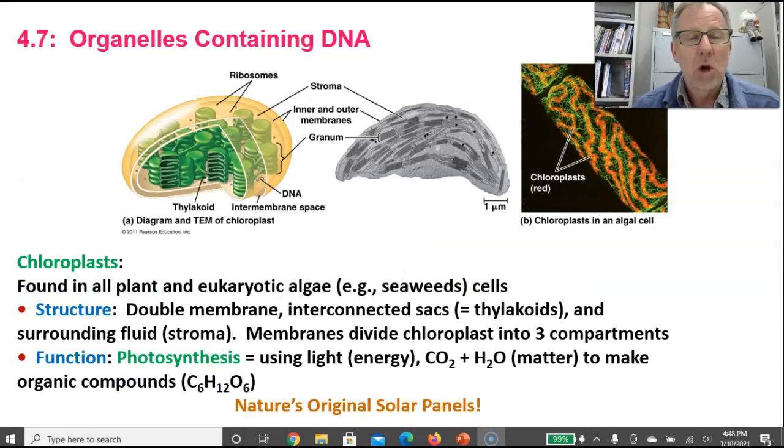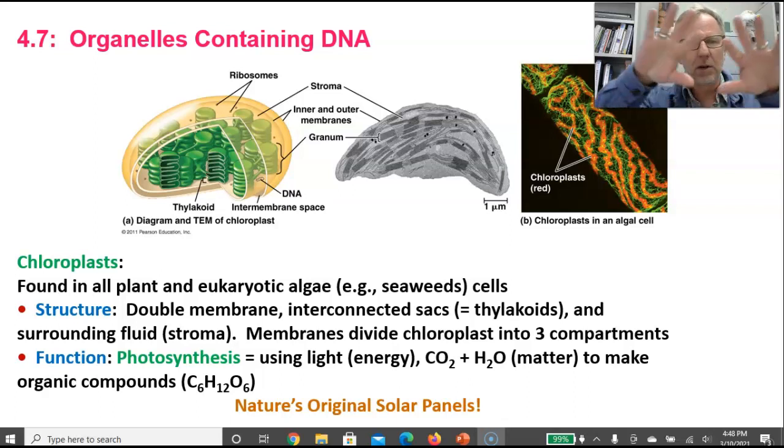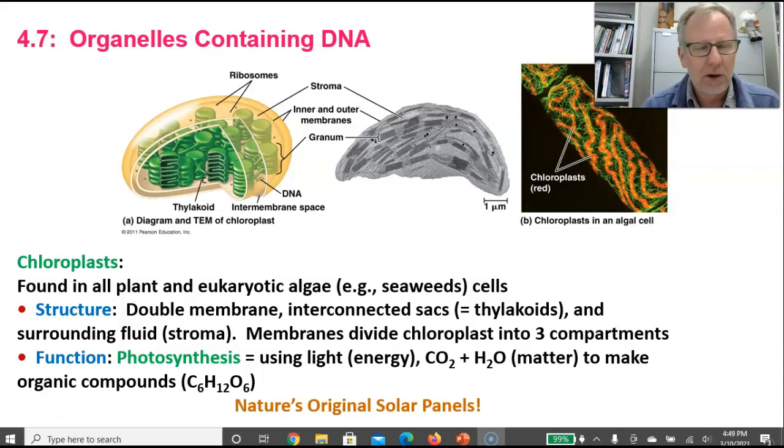So chloroplasts also contain DNA, of course, and chloroplasts have a double membrane as well, an outer membrane and an inner membrane. But the inner membrane is not highly folded like in mitochondria. It's smooth. I don't want you to know much about chloroplasts. We're not getting into the detailed chemistry of photosynthesis in this class, so I'm just giving you a brief little overview. They have this double membrane, and they have a whole bunch of interconnected sacs inside called thylakoids. And the thylakoids are where photosynthesis takes place, where energy from sunlight is absorbed and transferred to molecules to make chemical energy.